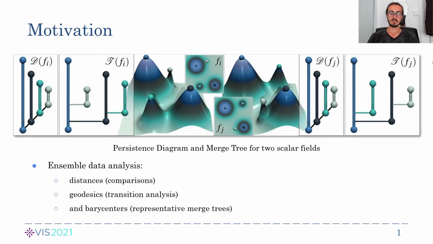It can be very useful in practice to perform the analysis on the topological data representations instead of the original data, in order to overcome I/O limitations, for instance. For this, we need a statistical analysis framework for mesh trees like we have for persistence diagrams. We need to introduce a few tools, such as distances to compare them, geodesics, as well as barycenters to have a mesh tree representative of a set.